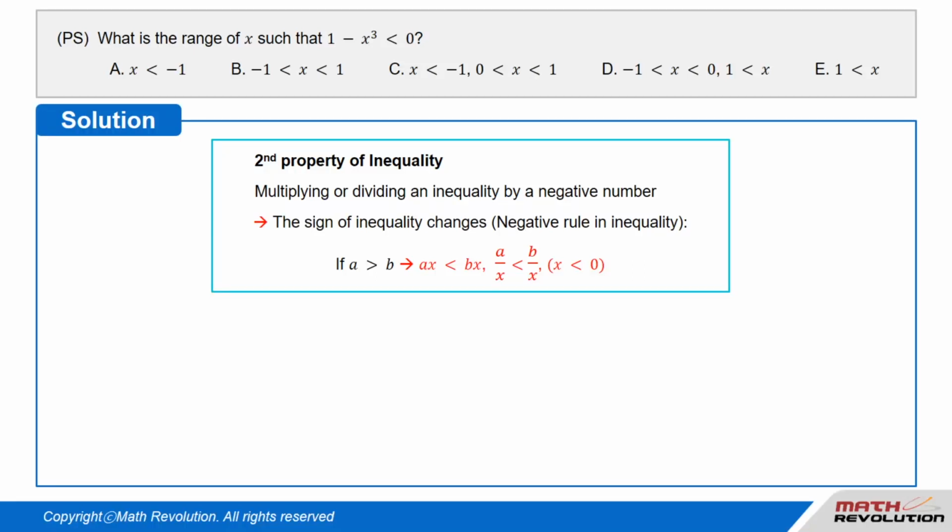The second property of inequality. Multiplying or dividing an inequality by negative numbers changes the direction of the inequality sign. Negative rule in inequality. That is, if a is greater than b, then a times x is smaller than b times x, and a over x is smaller than b over x for each x smaller than 0. We are required to find the range of x if 1 minus x cubed is smaller than 0.